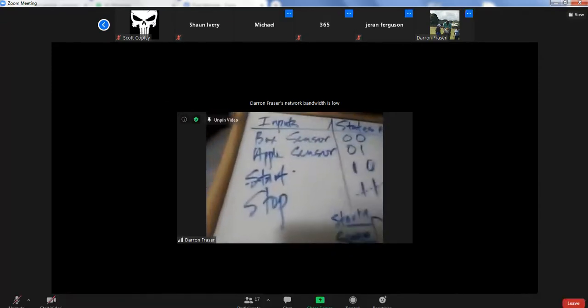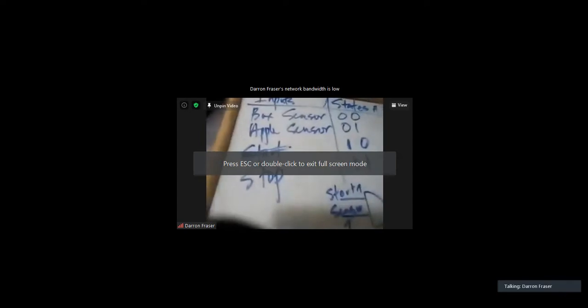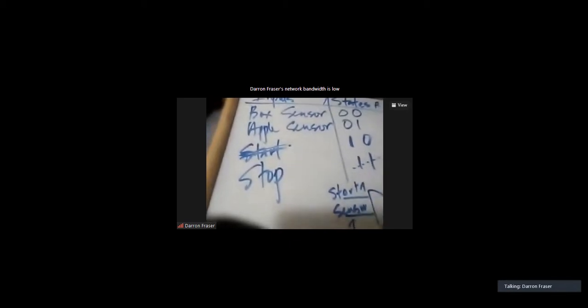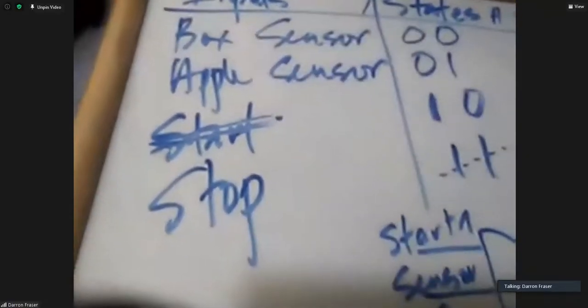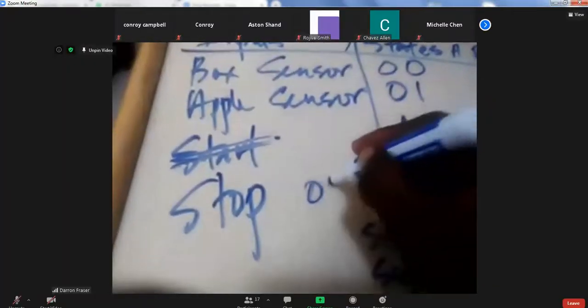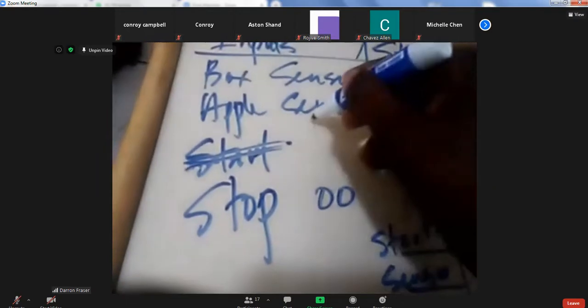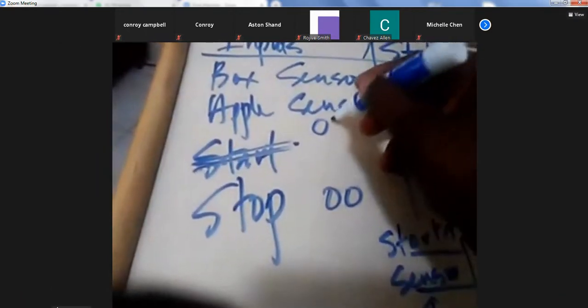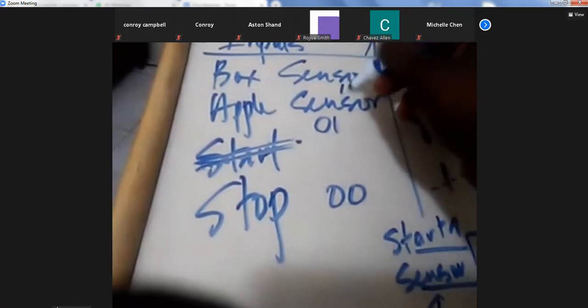So now, the usual thing: I said that I'm crossing out the start, and the apple sensor is when it detects 5 apples. We could do the same thing with the stop, but for the purposes of this exercise, to make it a little bit more interesting, we're going to give each of these inputs a binary value. There are 3 inputs we have, so we can give each a code. We're going to call stop 0, 0. We're going to call the apple sensor 0, 1. And we're going to call the box sensor 1, 0.